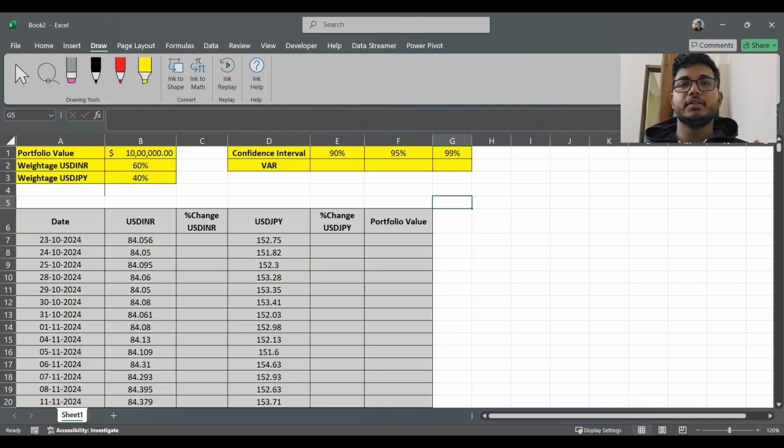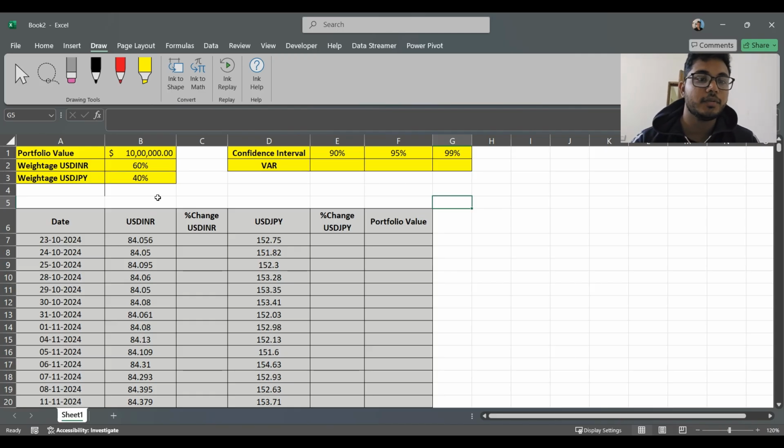There are three major common ways to calculate it: historical simulation, parametric or delta normal, and Monte Carlo simulation. In this session, we are going to focus on historical simulation because it's very intuitive and very simple, and also it does not assume that returns are normally distributed. So let's start with our portfolio.